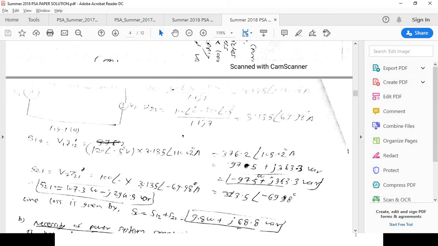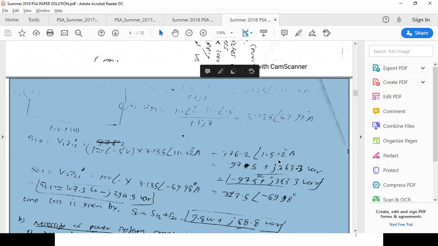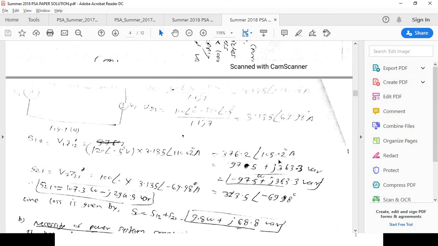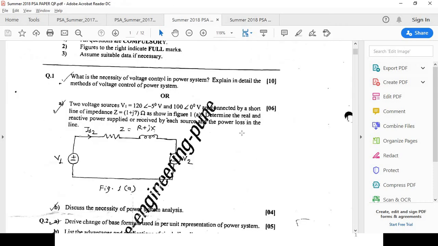So line loss is given by SL is equal to S12 plus S21, that is 9.8 watt plus J68 point VAR. So this is the power loss in the transmission line. So power loss is nothing but the algebraic sum of S12 and ST1. Thus we have solved this numerical.